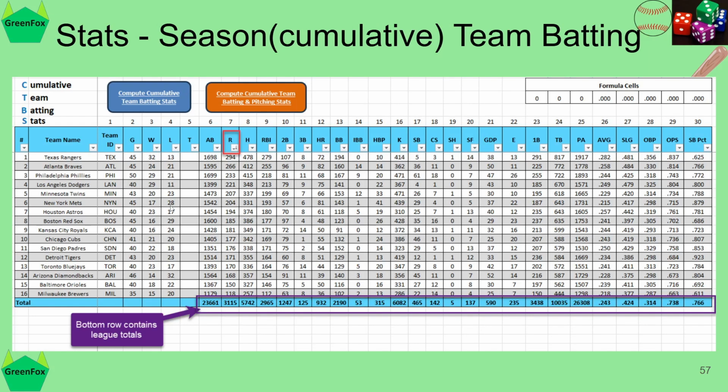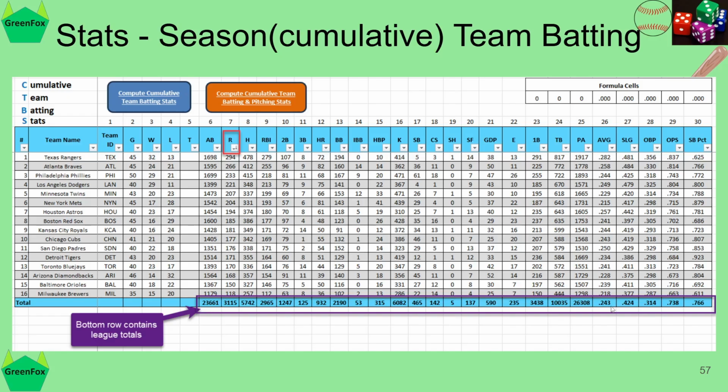Let's move on to the team stats. This is season team batting. This one I sorted by the runs scored, and you can see here at the bottom these totals. When you total up the teams' seasons, these are your league totals. So in this one, you can see what your stats are for your entire league compared to maybe individual teams.